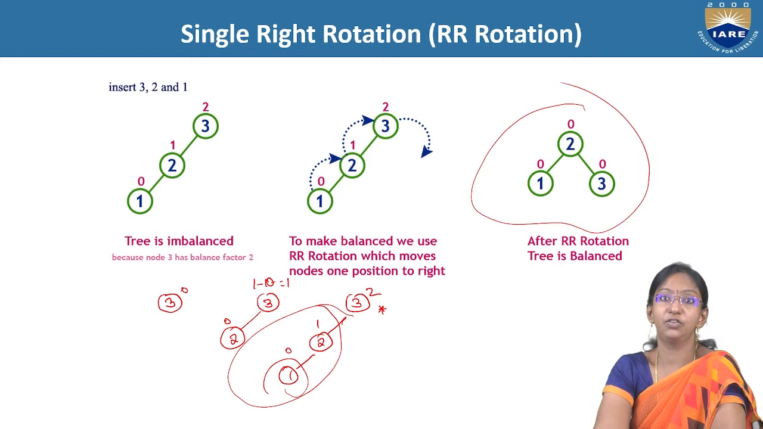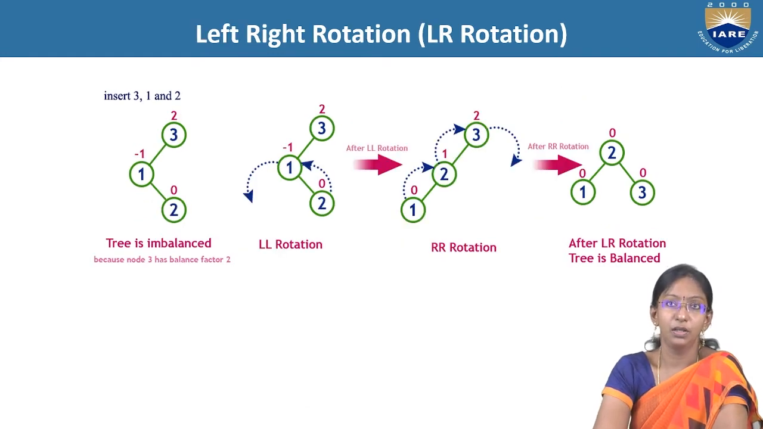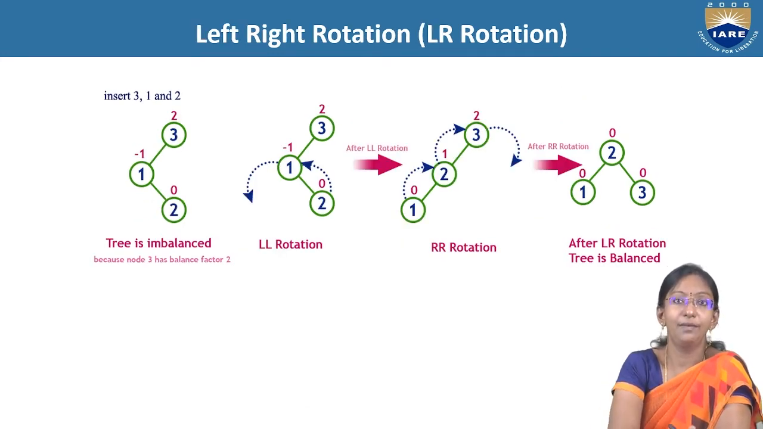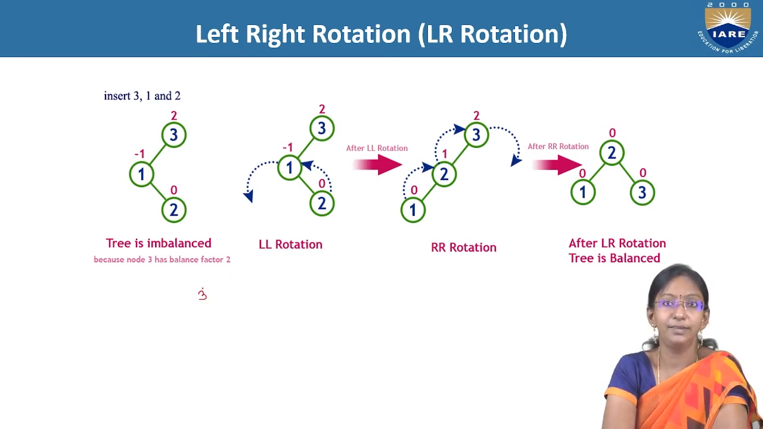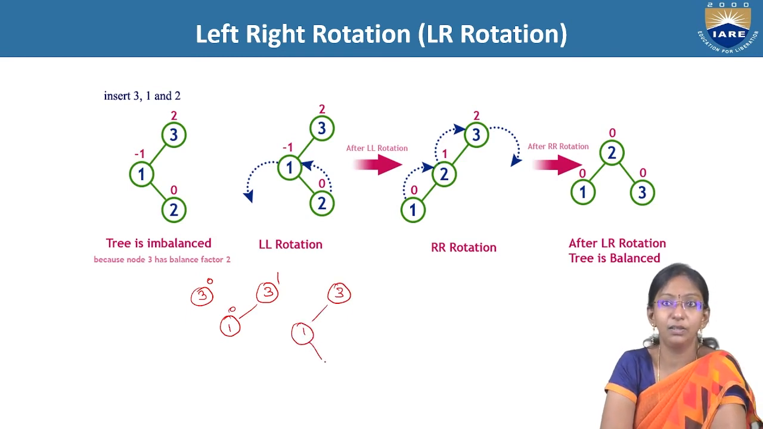Let's go for the combination, that is double rotations. So left-right rotation. Have a look. What if the order is 3, 1, 2? I inserted 3, balance factor is 0, not a problem. Then I inserted 1. So it will come as the left child of 3. Balance of 1 is 0, 3 is 1. Now I insert 2. As 2 is greater than 1, it will become the right child. Now again calculate the balance factors.